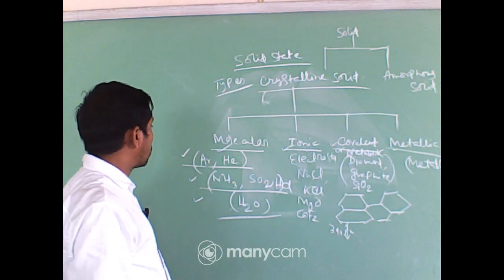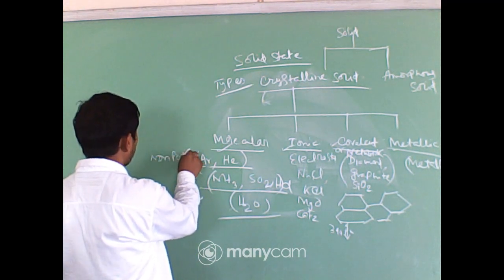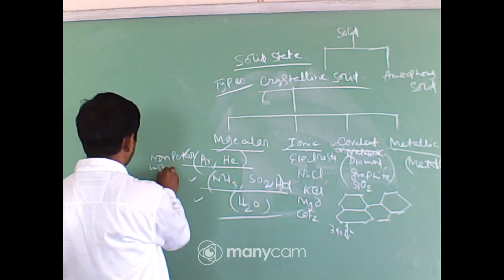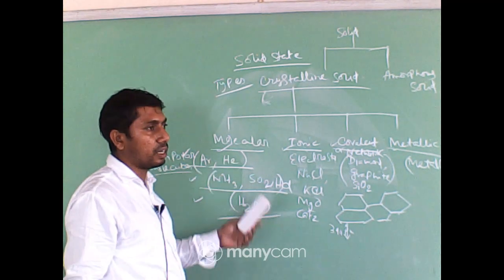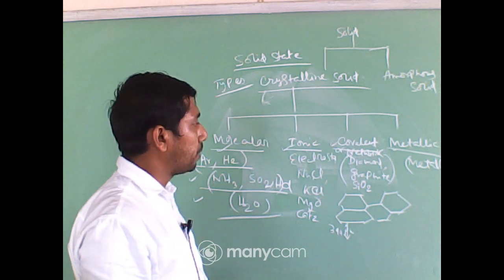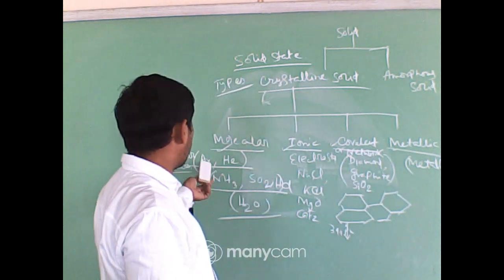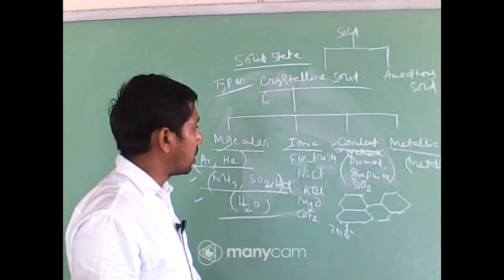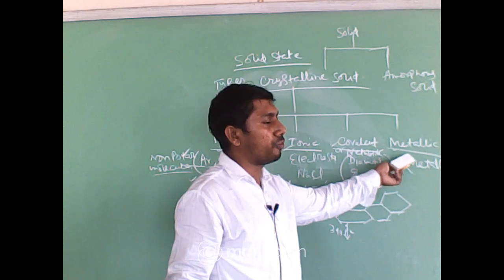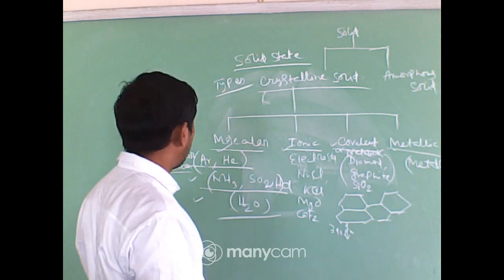Molecular solid. The first one is non-polar molecular solid. When it is non-polar, the same kind of atom will be there. What is the difference between molecular solid and metallic solid? Here they have no free electrons, but in a metallic solid a free electron is there for bonding with the particles or atoms.